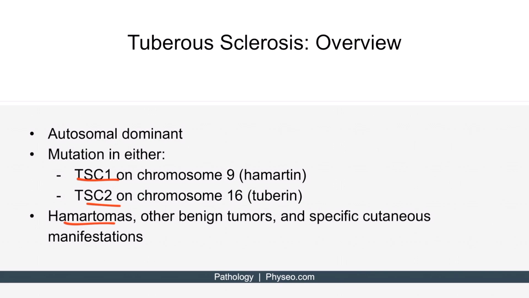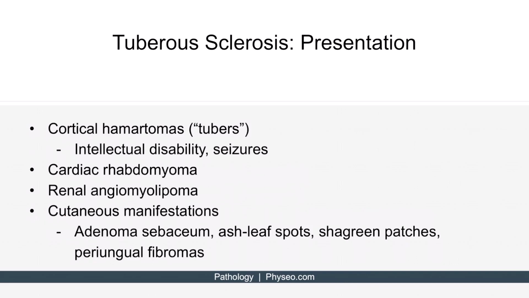A hamartoma is a benign tumor consisting of tissues and cells normally found in the area of the body in which it grows. Tuberous sclerosis characteristically presents with benign cortical hamartomas, commonly referred to as tubers, which often cause intellectual disability and seizures. Other benign tumors include cardiac rhabdomyoma and renal angiomyolipoma.